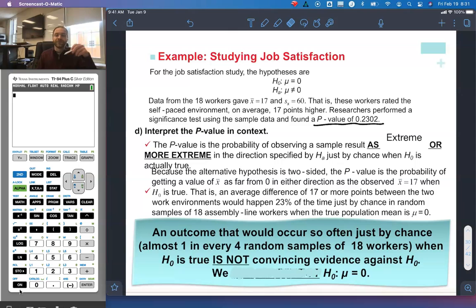If the null is true in this case, there is not convincing evidence against the null. We fail to reject the null hypothesis. We fail to reject it. Don't say it's true. We fail to reject.